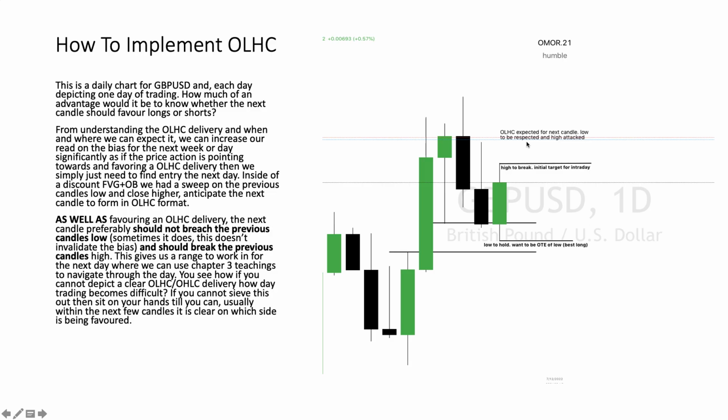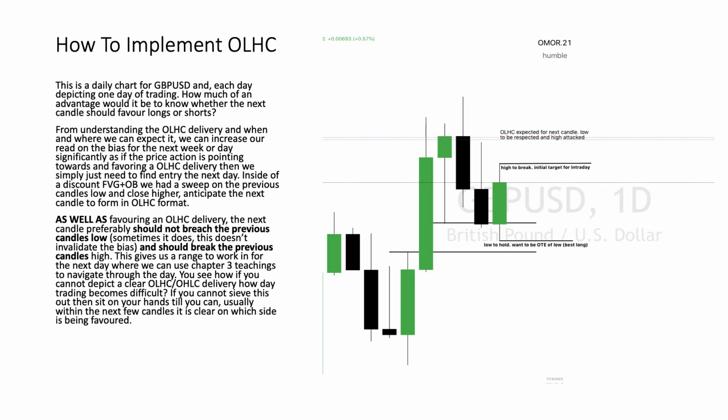As well as favoring an open, low, high, close delivery, the next candle preferably should not breach the candle's low. Now, sometimes it does, but this doesn't invalidate the bias. It's just a sloppy price delivery, right? And we anticipate it to break the previous candle's high. This gives us a range now to work in for the next day, where we can use chapter 3 teachings to navigate through the day.